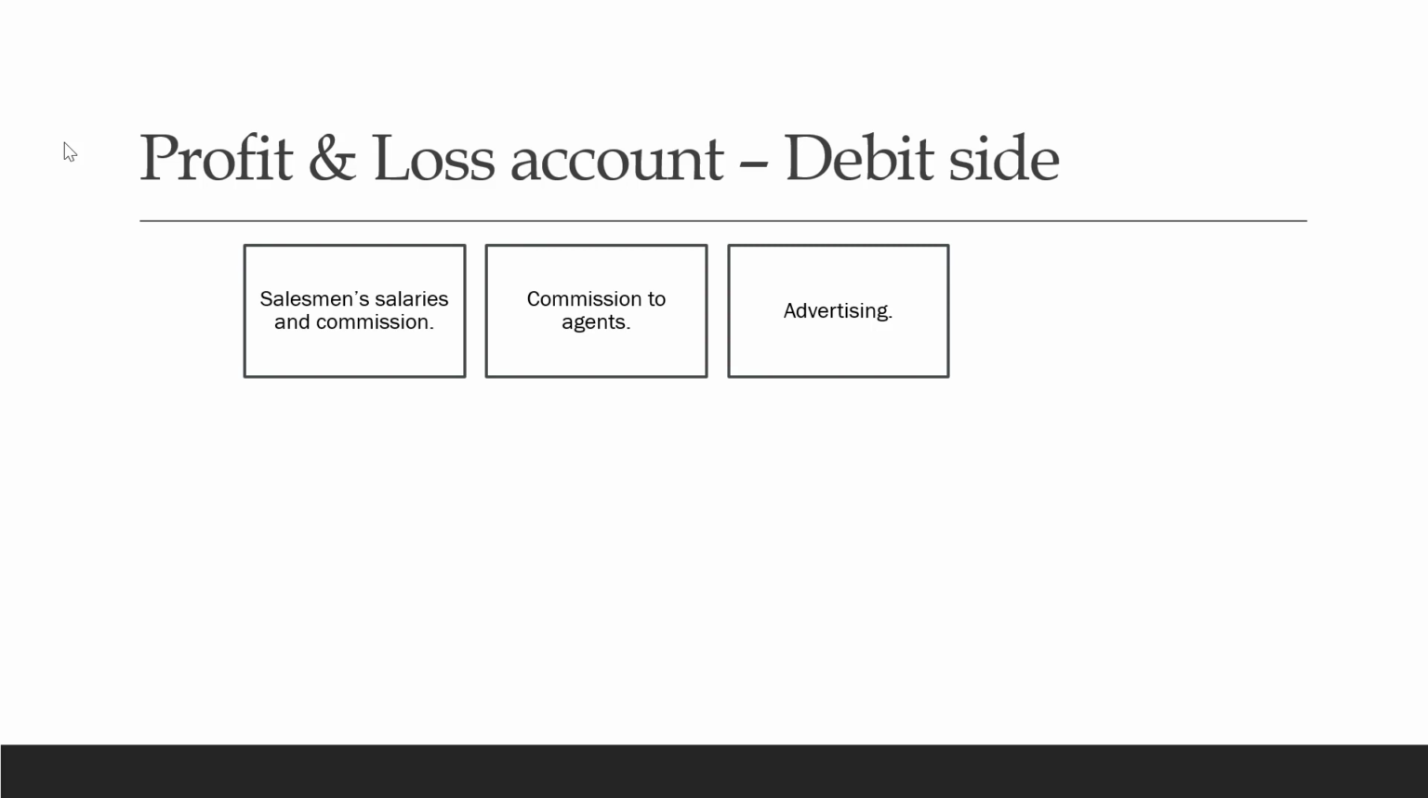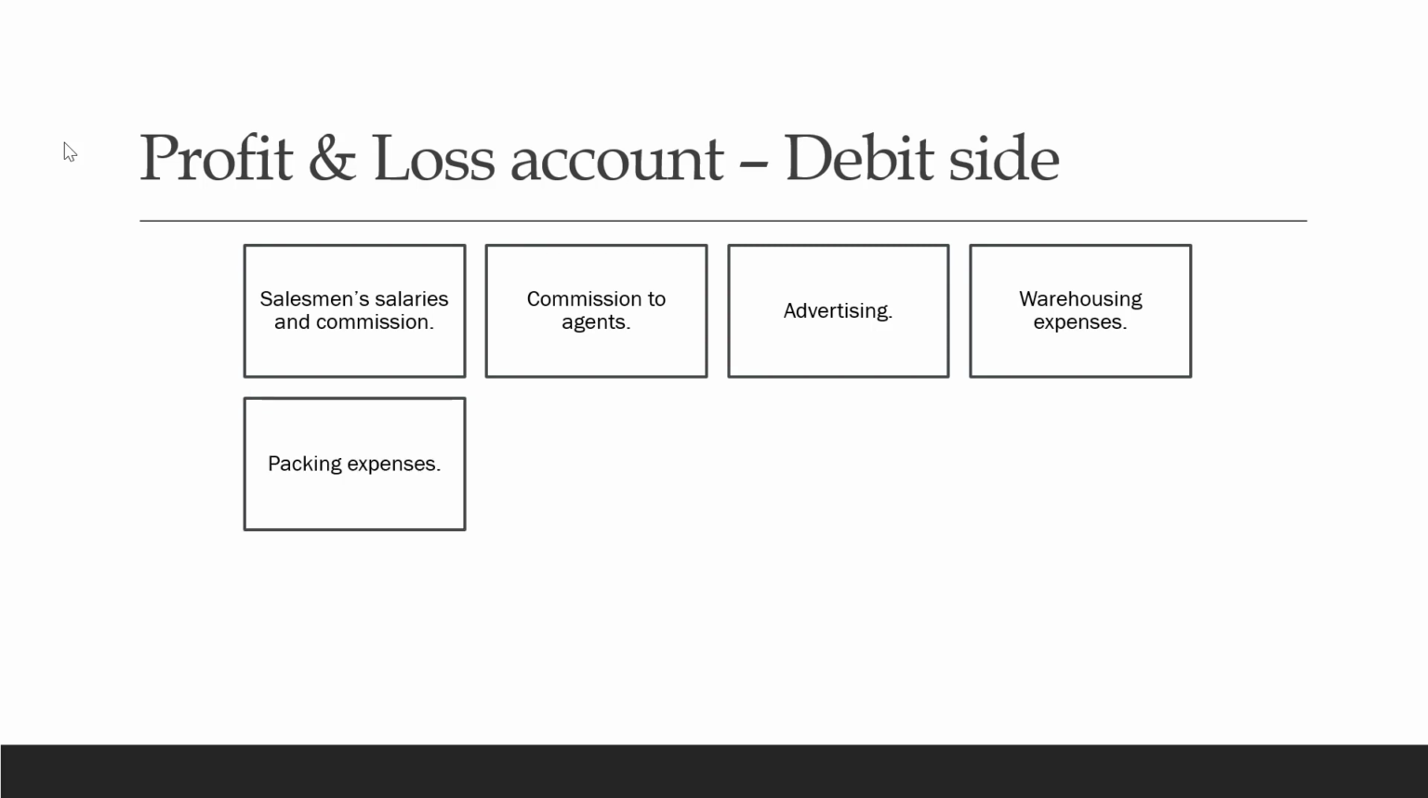The advertisement can be newspaper, radio, TV, or anything outdoors. Okay. Warehousing expenses, you are keeping some goods in the warehouse. Then packing expenses. All the goods which are packed before they are sold, so packing expenses will also be here on the debit side. Then freight and carriage on sales, like carriage outwards. So any freight and carriage incurred on the sales will go to the profit and loss account. It will not go to the trading account.